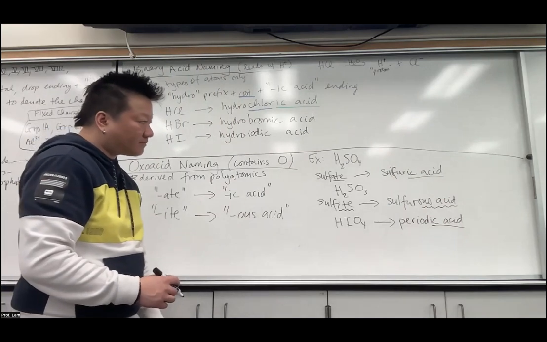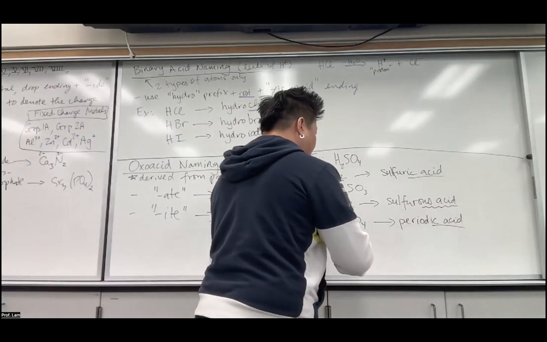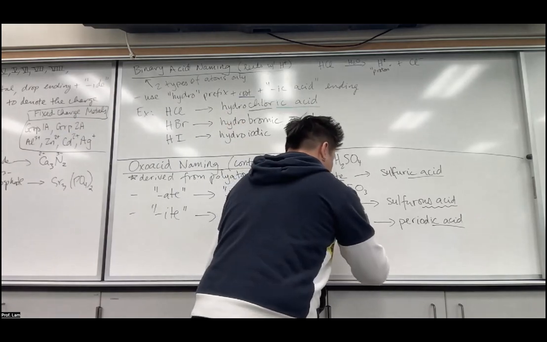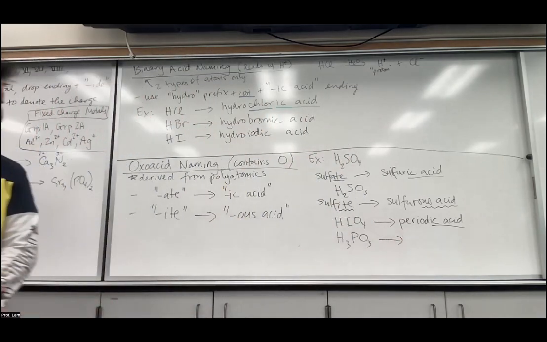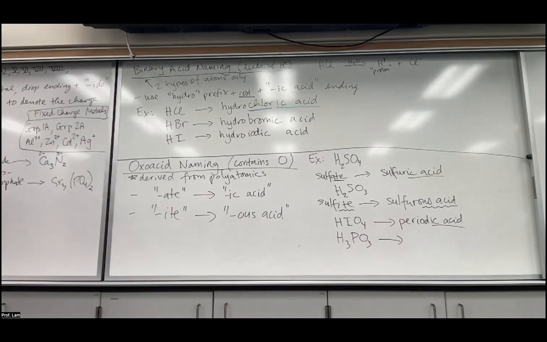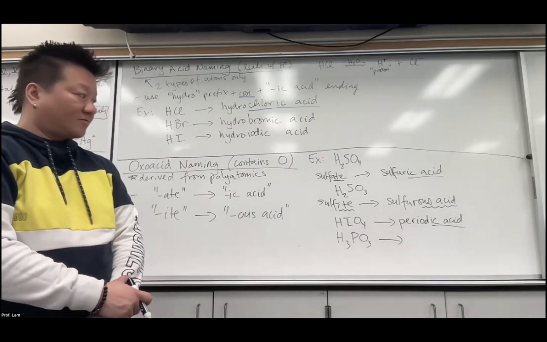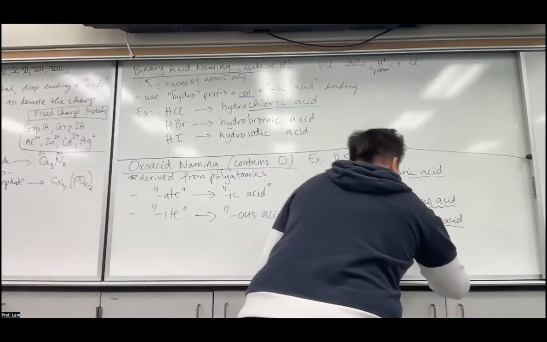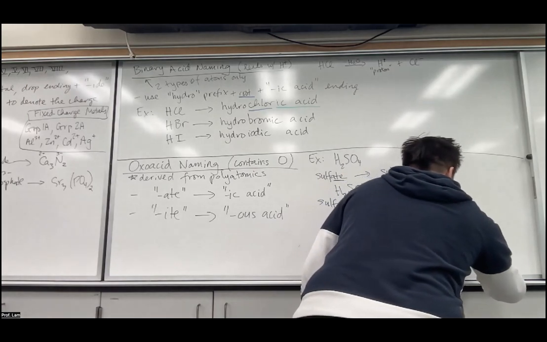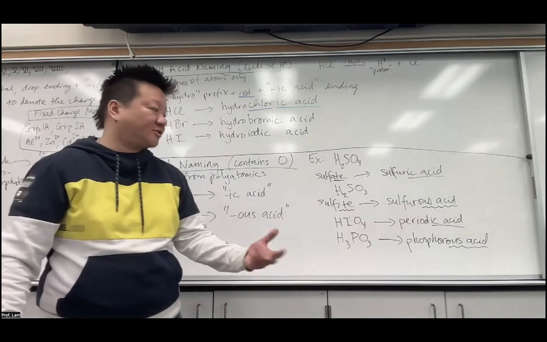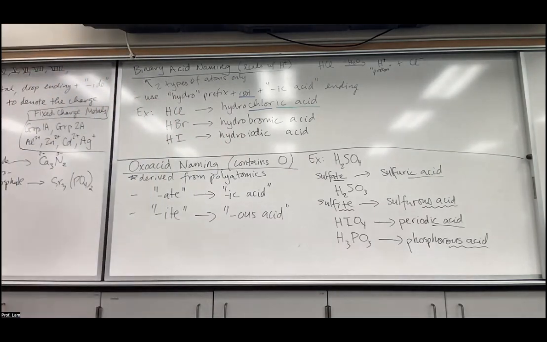Okay. Let's do this one. H3PO3. What is the name? Phosphorous acid. Very good. The two ending, right? Yes. This is phosphite. Ite turns into ous. So phosphorous acid. Alrighty.